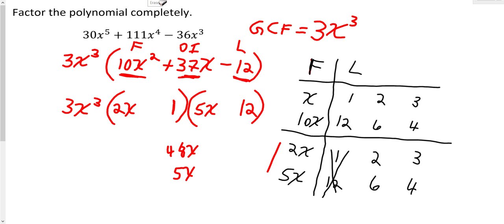So let's try the next pair of last factors. We just tried 1 and 12. Let's try 2 and 6. Oh, but there's a problem.